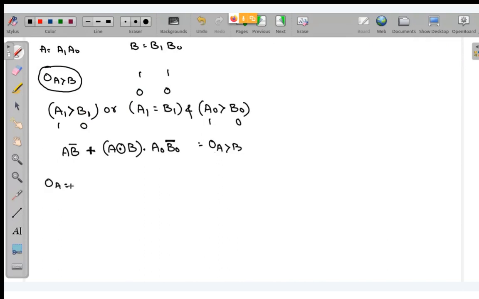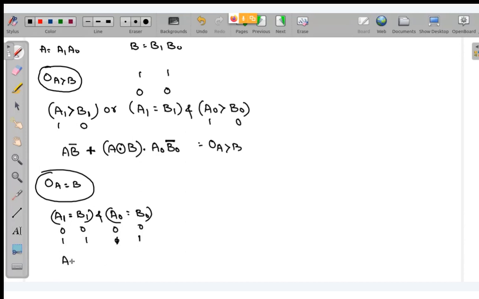Now next will be the output when A is equal to B. In this case, how can we get it? When A1 is equal to B1 and A0 is equal to B0. Now either A1 B1 can be 0 0 or 1 1, and A0 B0 can also be 0 0 or it can be 1 1. So I can write it as A1 XNOR B1, and corresponds to dot in Boolean, and this will be A0 XNOR B0. So this is the output expression for A equal to B.